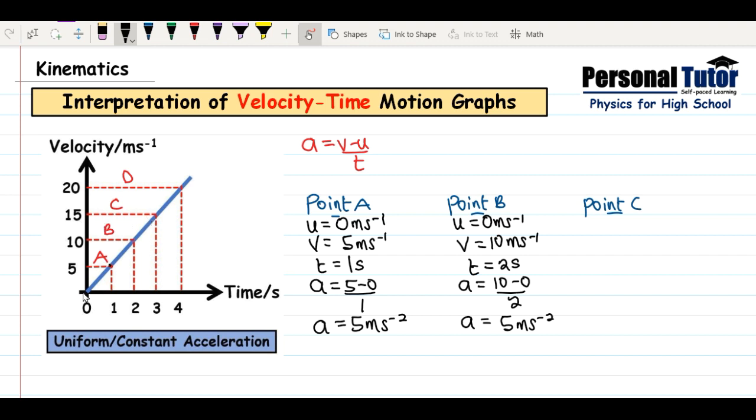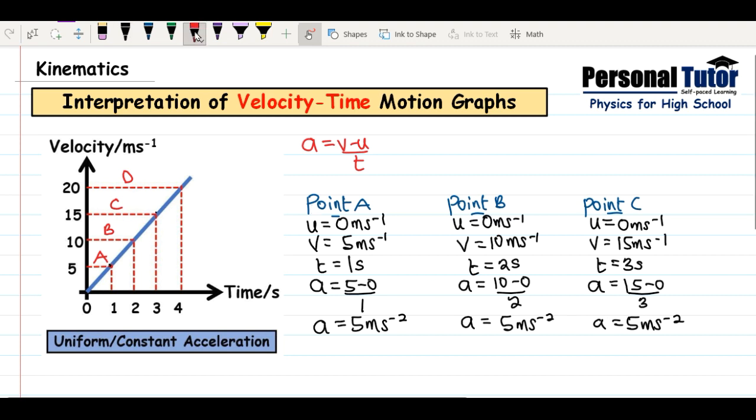Lastly, point C also starts from the beginning 0. It has initial velocity of 0 meter per second. Travels down the line to C and attains a final velocity of 15 meters per second. And the time is 3 seconds. Therefore, the acceleration will be equal to 15 minus 0 over 3. And that is also equal to 5 meters per second square.